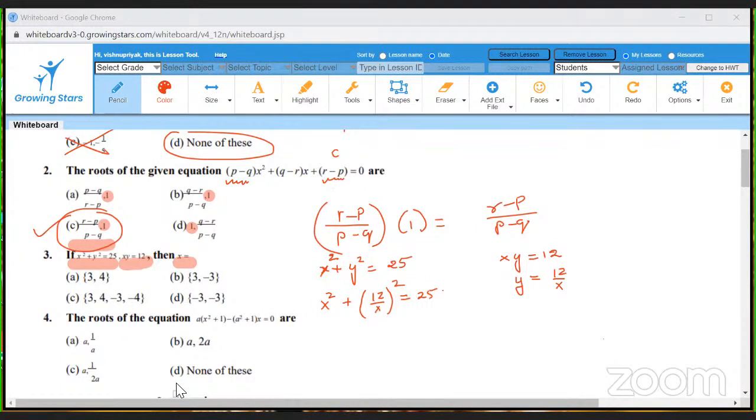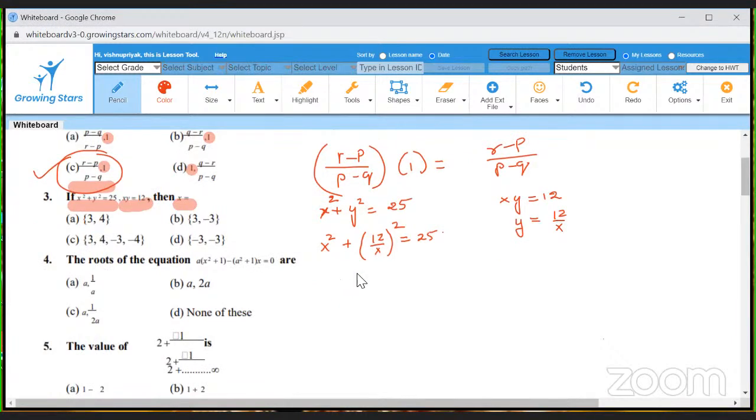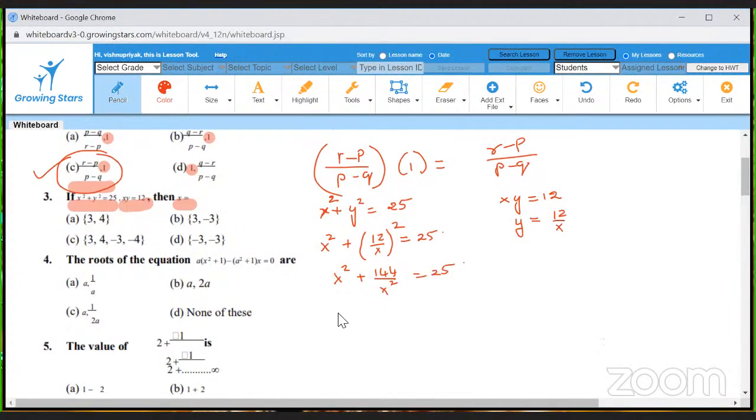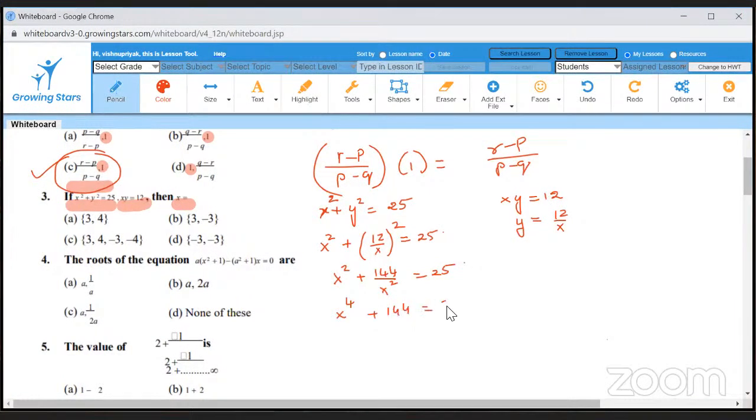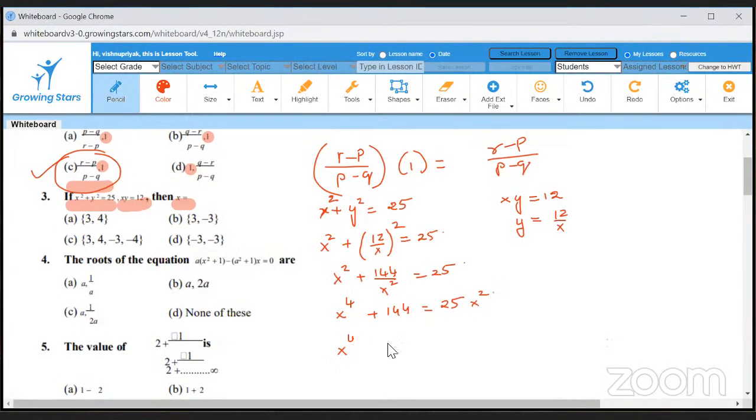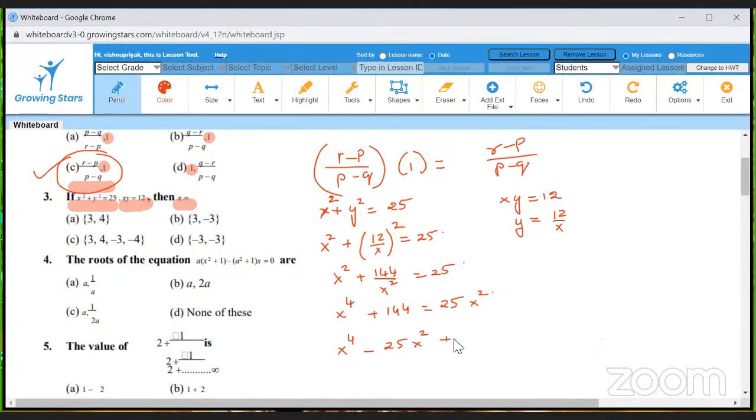Now I will make a quadratic equation kind of thing. x square plus 144 by x square equal to 25. Or x power 4 plus 144 equal to 25x square. Or x power 4 minus 25x square plus 144 equal to 0. This is how I made a quadratic equation.